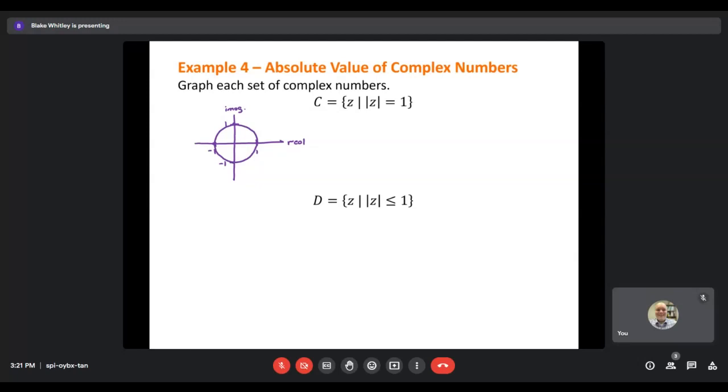Now the second one, we're looking for all the complex numbers such that the modulus is less than or equal to 1. Well, we just looked at where it would be equal to 1, so we know that's going to be part of our graph. So I'm going to go ahead and start with that. So I'm going to have my 1, negative 1, negative 1, and 1. And we've got our circle, goes through all of those points.